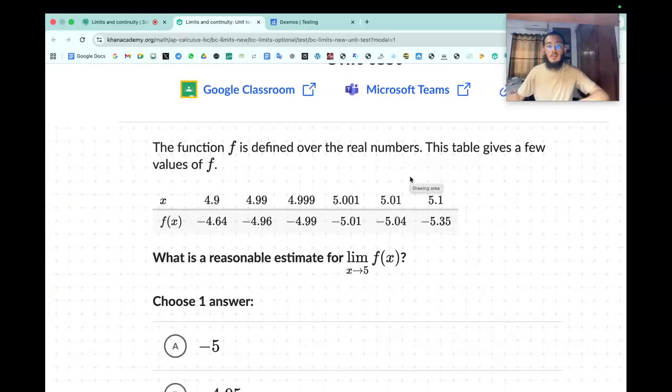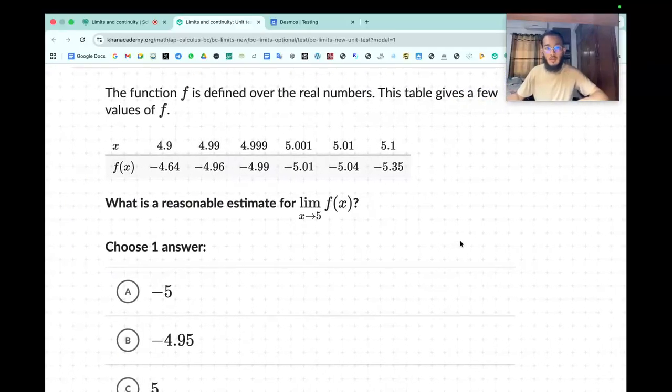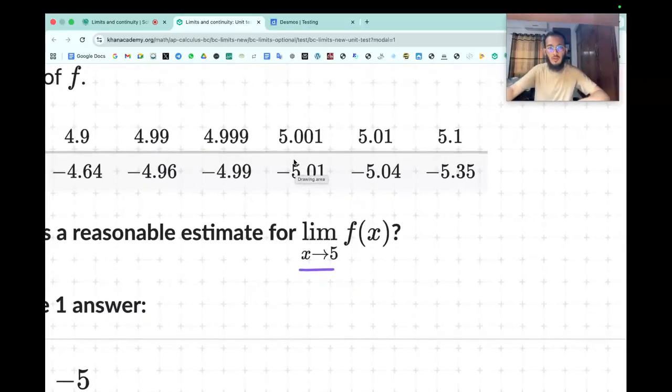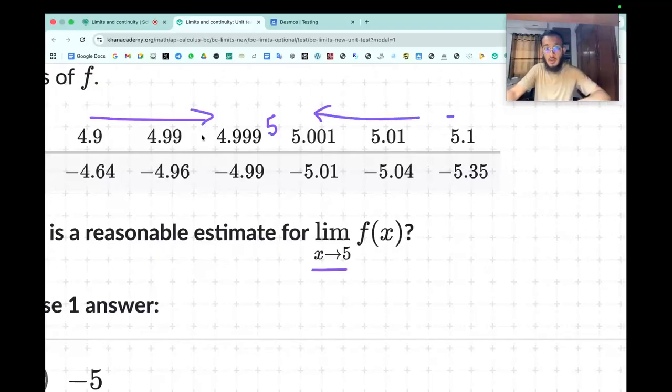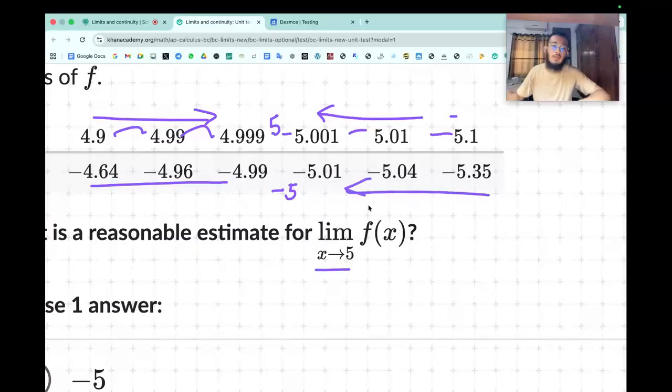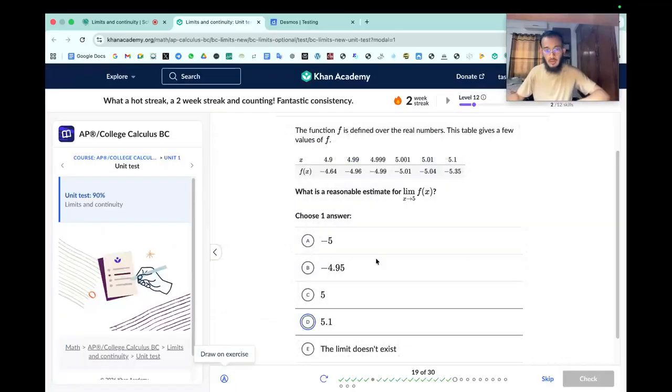The function f is defined over the real numbers. This table gives a few values of f. What is a reasonable estimate for the limit of this function as x tends to 5? So where is 5? It's here. It is approaching from both sides. Yep, it is. At a non-constant interval? Yes. And is it approaching the same value from both sides? Yes, it is, which is negative 5. So a reasonable estimate would be negative 5.